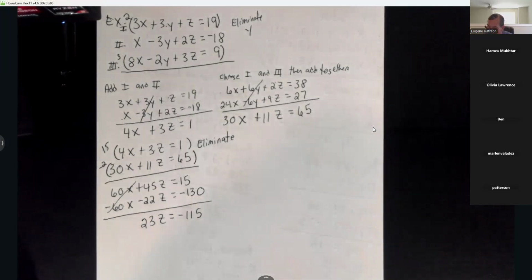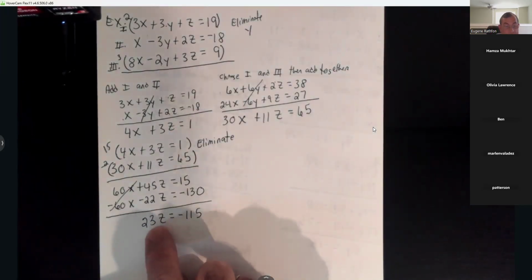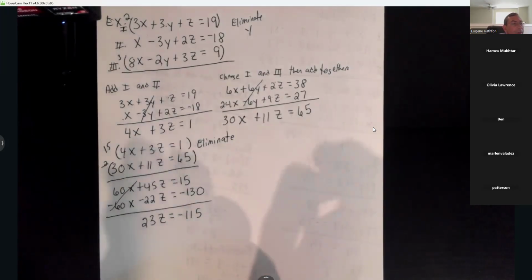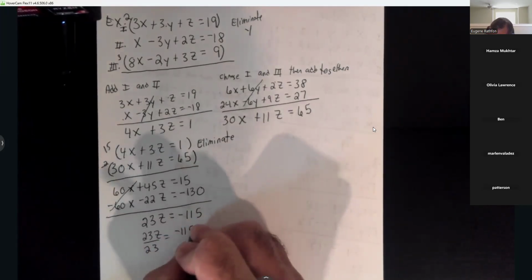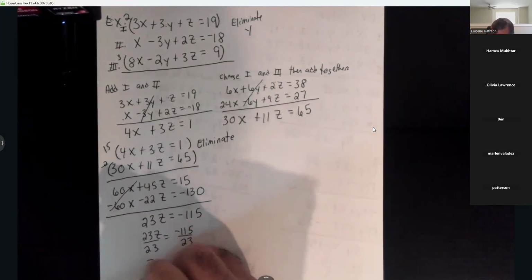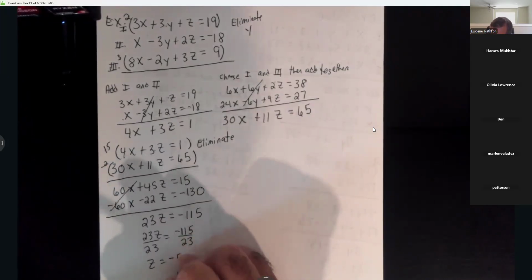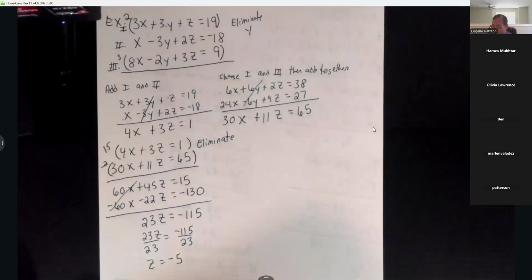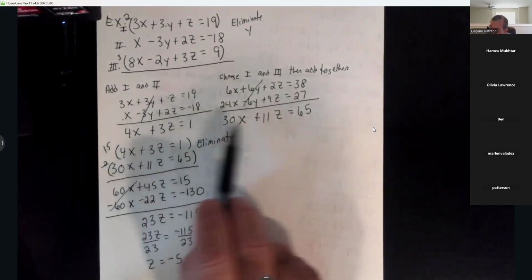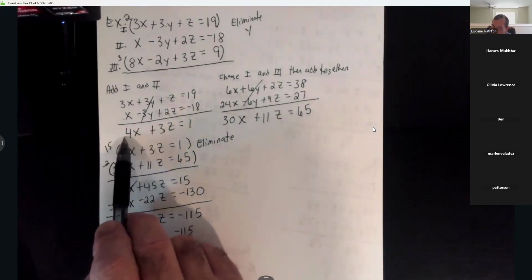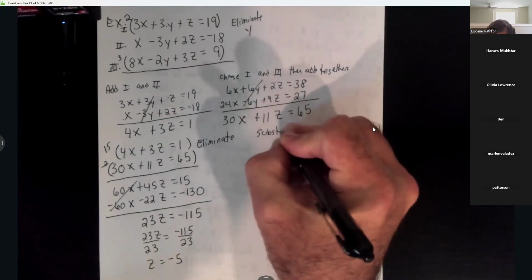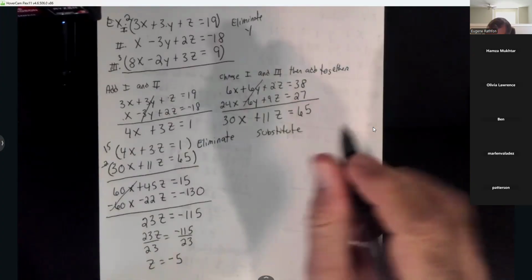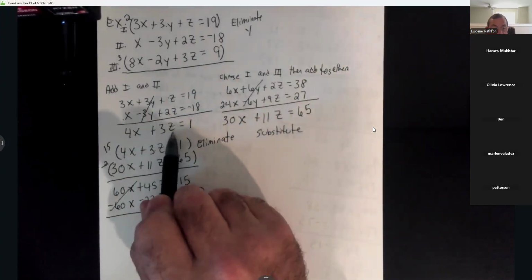Okay, so looks like I can solve for z finally by dividing both sides by 23. Jada, what's it equal? -5? Let me get up there with you. Yeah, because -115 divided by 23 means z is definitely -5. So I know what z is. I'm going to plug it into one of these two equations, and this one sure looks a lot smaller. So I'm going to substitute my -5 into that one.